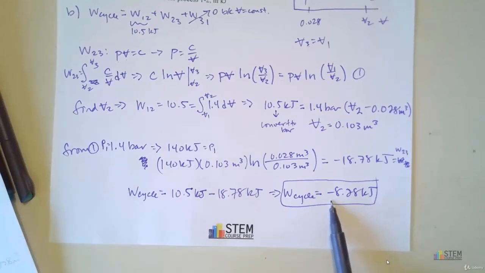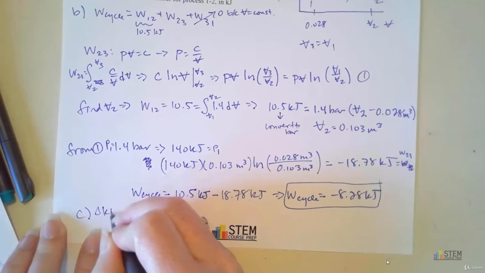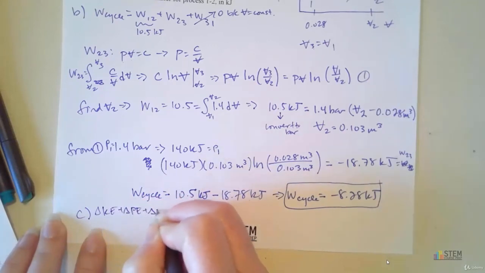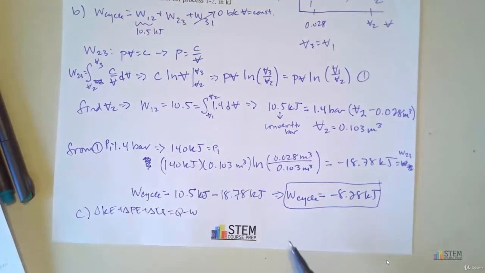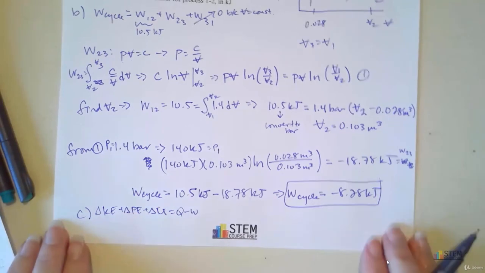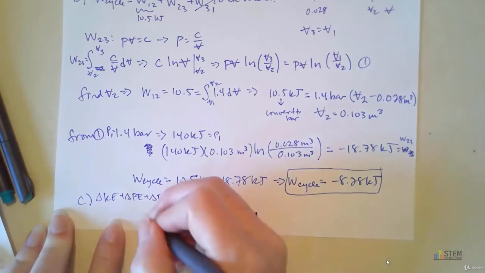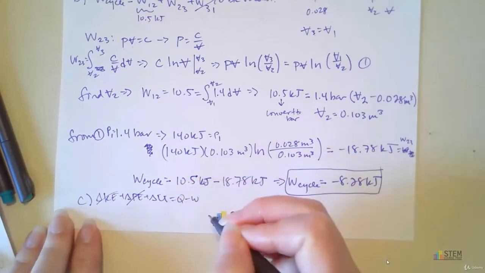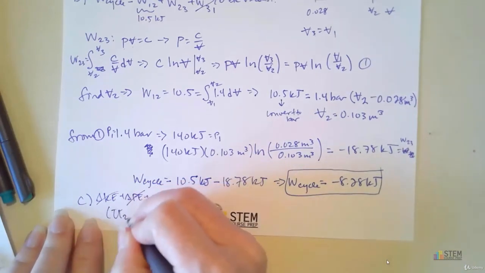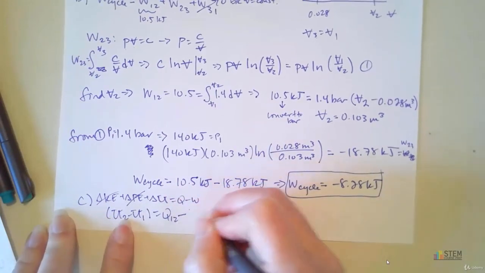Now for Q, for part C, we're just going to use our energy balance equation. So remember, that's delta KE plus delta PE plus delta U equals Q minus W. And we basically have what we need here to solve this. Now, let's see. This goes away, that goes away. So delta U, we want this for process 1, 2. So we're going to have U2 minus U1 equals Q 1, 2 minus W1, 2.